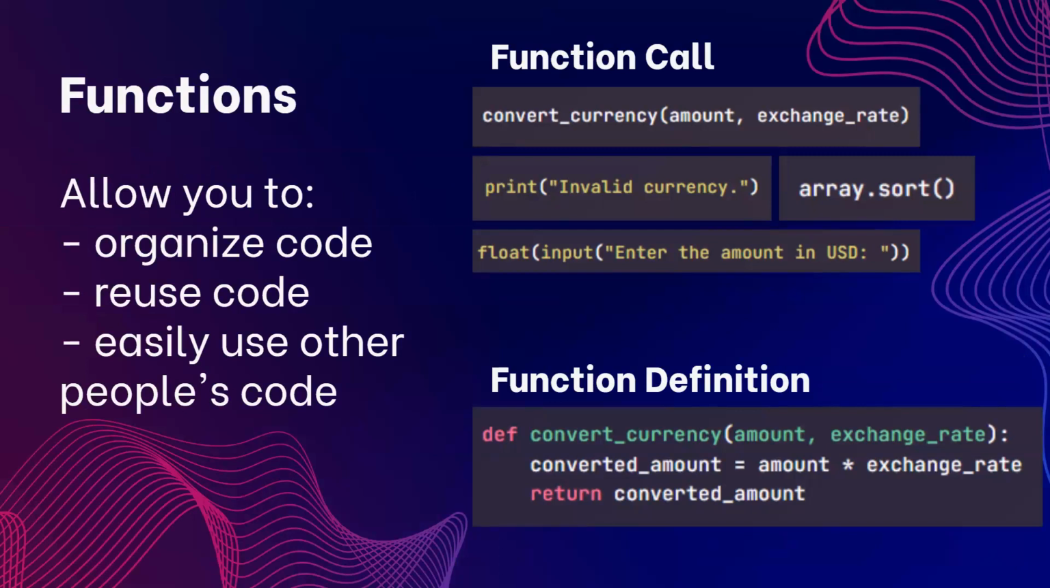There are two main things involving functions: function calls and function definitions. Function calls are primarily what you're going to be using when you install a library. Function definitions are when you want to create your own functions, which reduce redundancy in your code and improve code readability.